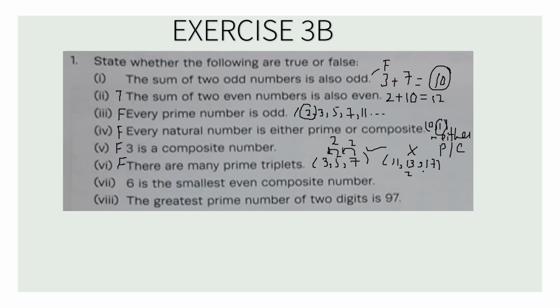Now the next one, 6 is the smallest even composite number. No, why not? Because 4 is the smallest even composite number, right? So this is also false. Then the last question, the greatest prime number of two digits is 97. Of course, yes, because after 97 there is 98, which is divisible by 2. After 98 there is 99, which is divisible by 3 and 11 also. And after 99 there is 100, which is not two digits, it's three digits, and also it's not prime. So yes, 97 is the greatest prime number of two digits, so this will be true.